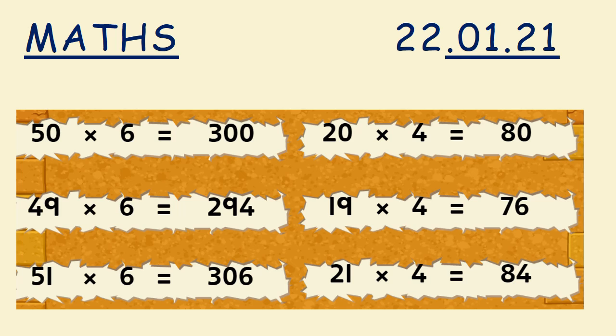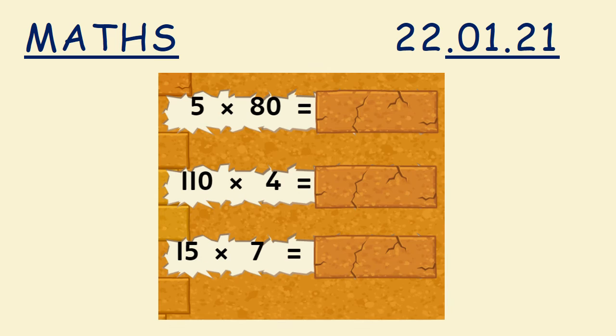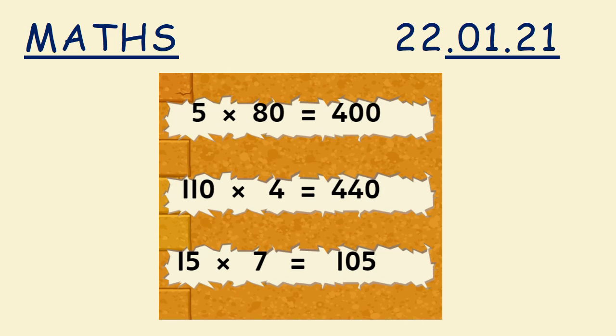21 times 4 equals 84. I know 20 times 4 is 80 and 1 times 4 is 4. If I add 80 and 4, it's 84. Finally, multiply these numbers using mental multiplication strategies. 5 times 80 is 400. We know that 5 times 8 is 40. If we multiply 40 by 10, it's 400.